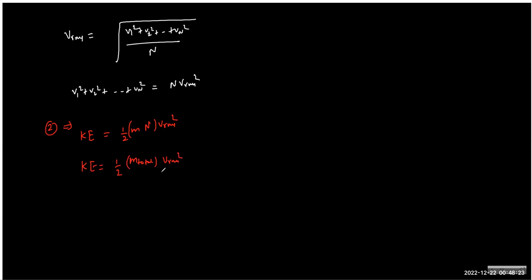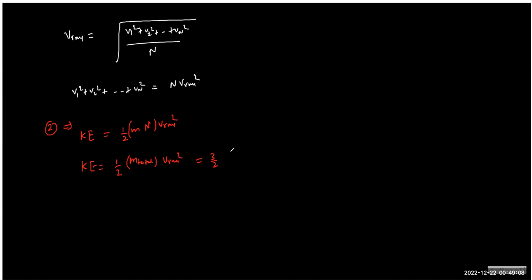So very simple. And this is how much? Again 3/2 PV, isn't it? There are many ways to manipulate. So this is 3/2 PV, or you can say this is 3/2 nRT, isn't it? Yes, sir. I mean, there are many ways. So you can write total mass into VRMS square is how much? 3 nRT.